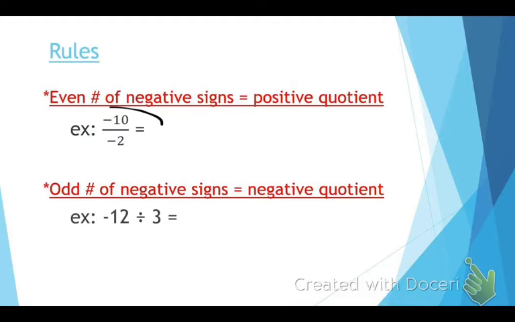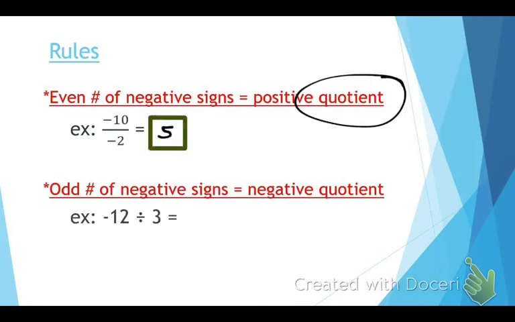I want you to look at this first example I have here. Negative 10 divided by negative 2. How many negative numbers are there? 2. There's 2. That's an even number. So is my answer going to be positive or negative? Positive. It's going to be positive. So what's 10 divided by 2? 5. So my answer is going to be positive 5. Go ahead and pull out your pencil and put that there. Now, once again, it says here it's a positive quotient. Remember, a quotient is just the answer for a division problem.